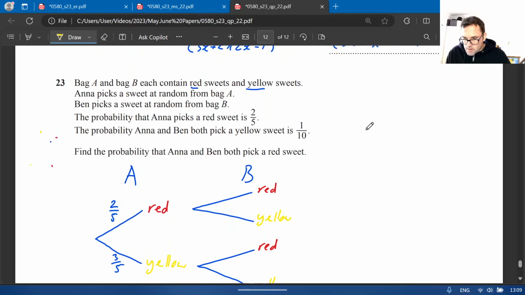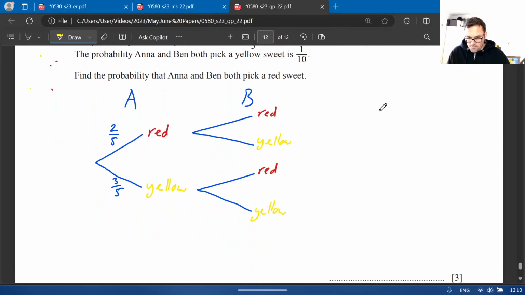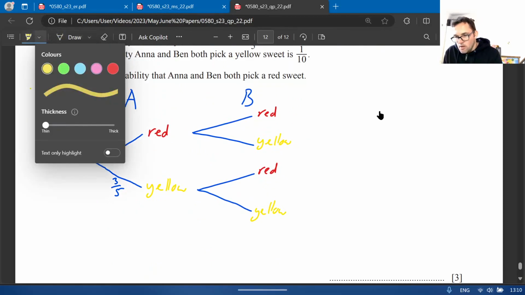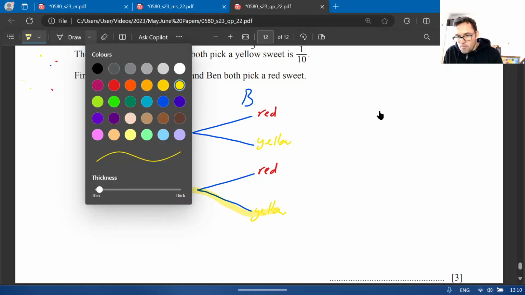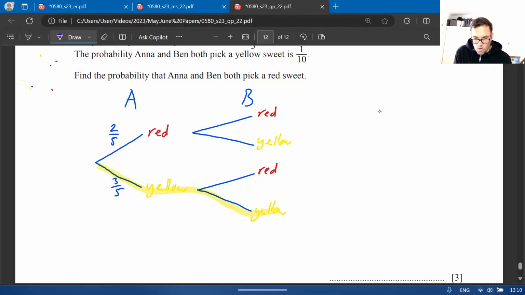Okay, all we know is the probability that Anna and Ben both pick a yellow sweet is 1/10. Meaning, they told us that if we go down this route, where they both pick a yellow one, the probability would be 1/10. That's all we know. How would you go about finding that 1/10? That is the question.